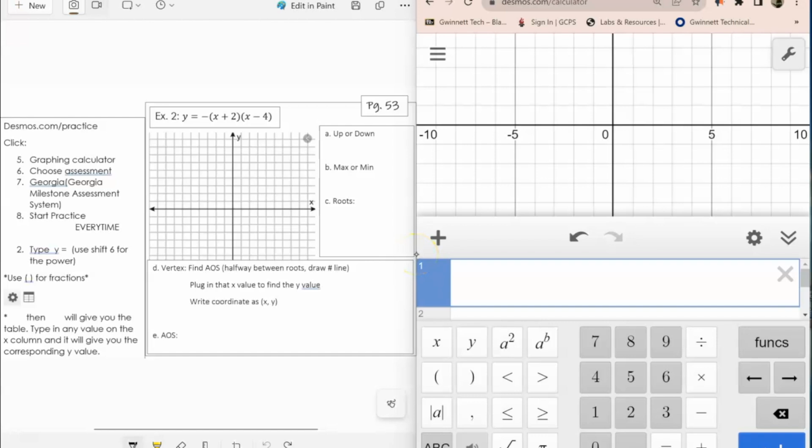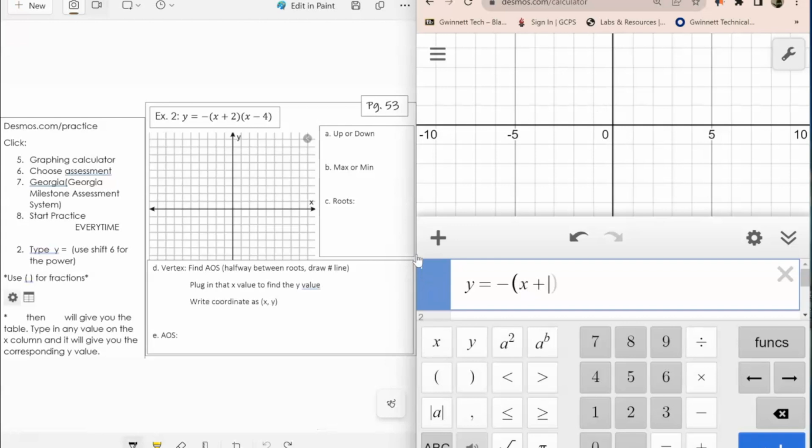Type y equals, shift 6 for the power. So we're typing this, there's no power, so that's okay. So I'm going to type y equals, and I see a negative. Then I see a parentheses, so we're just typing this in. x plus 2, close the parentheses, open another parenthesis, and then x minus 4, close the parentheses.